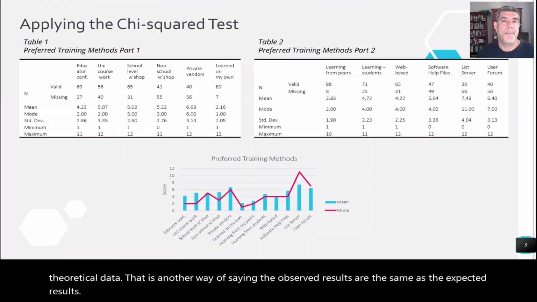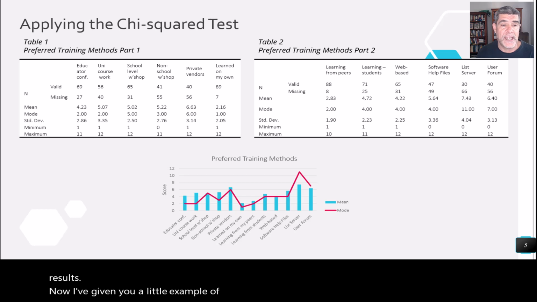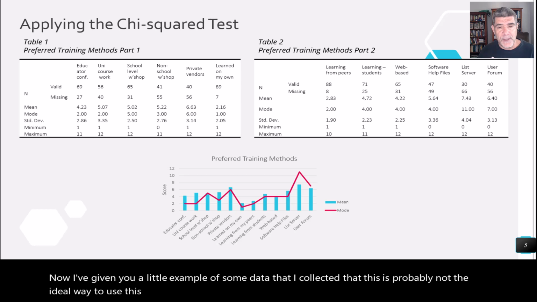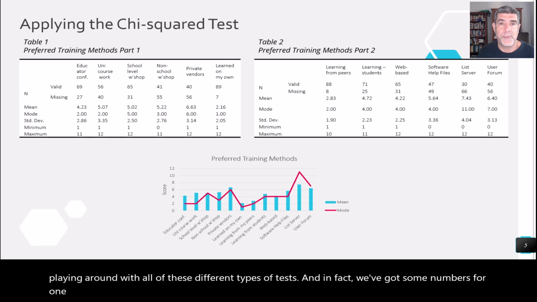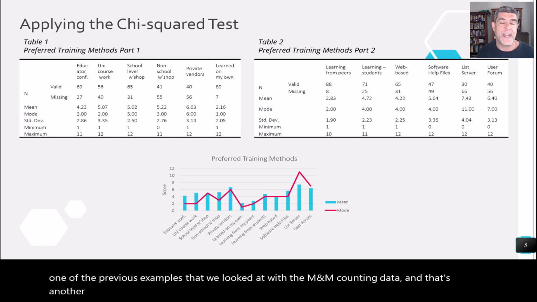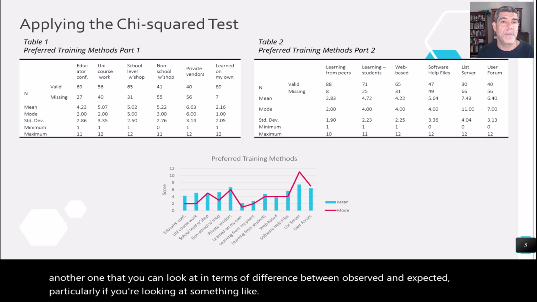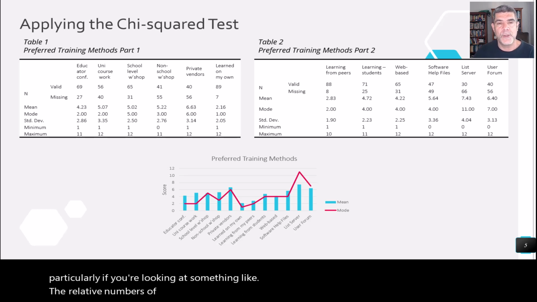Now, I've given you a little example of some data that I collected. This is probably not the ideal way to use this particular test, but the important thing is that you get some practice in playing around with all of these different types of tests. And in fact, we've got some numbers for one of the previous examples that we looked at with the M&M counting data, and that's another one that you can look at in terms of difference between observed and expected, particularly if you're looking at something like the relative numbers of different coloured M&Ms that you would expect in a packet. So we might look at them a little bit later.